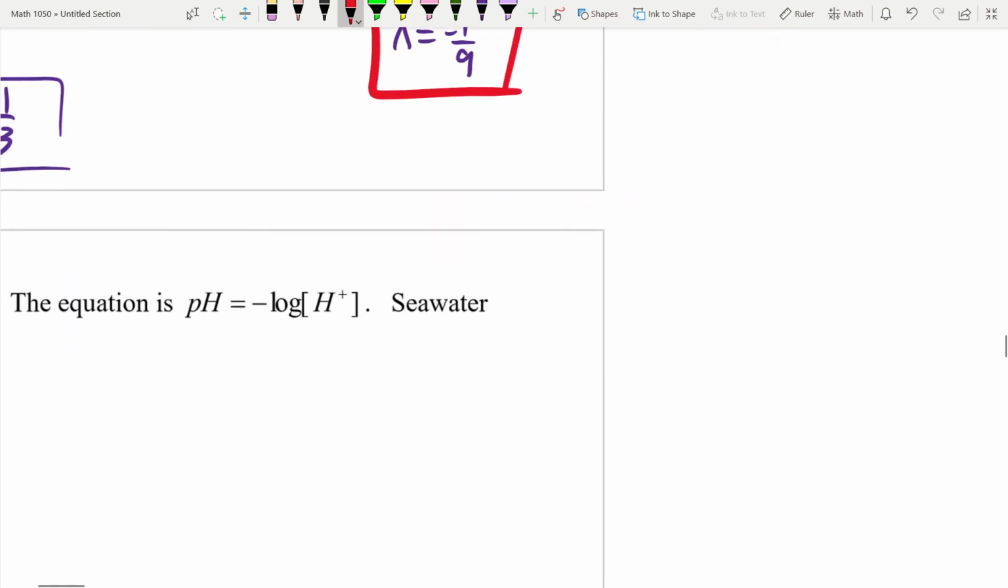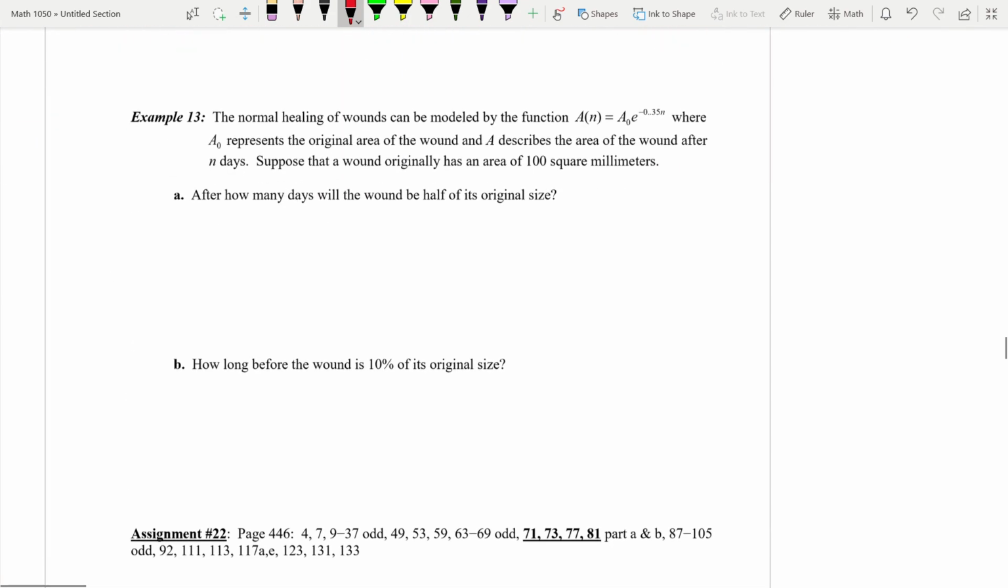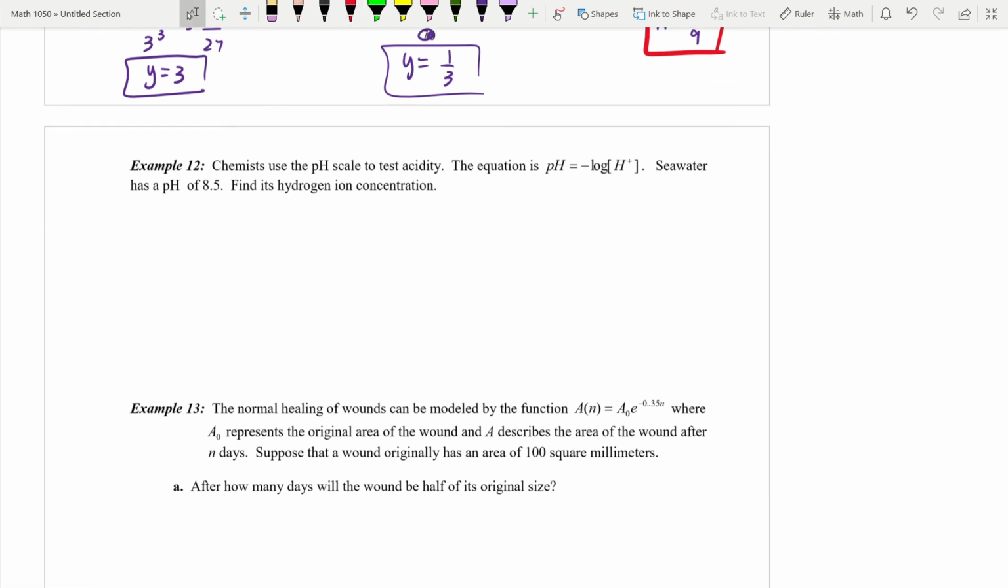There we go. Okay. All right. 12 is easy. 13 is pretty easy, and I'm going to make it. We're going to be good.